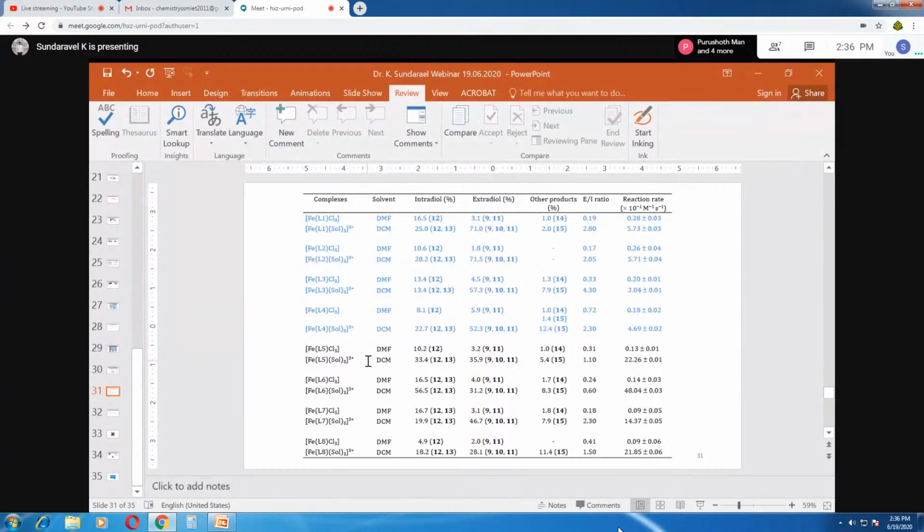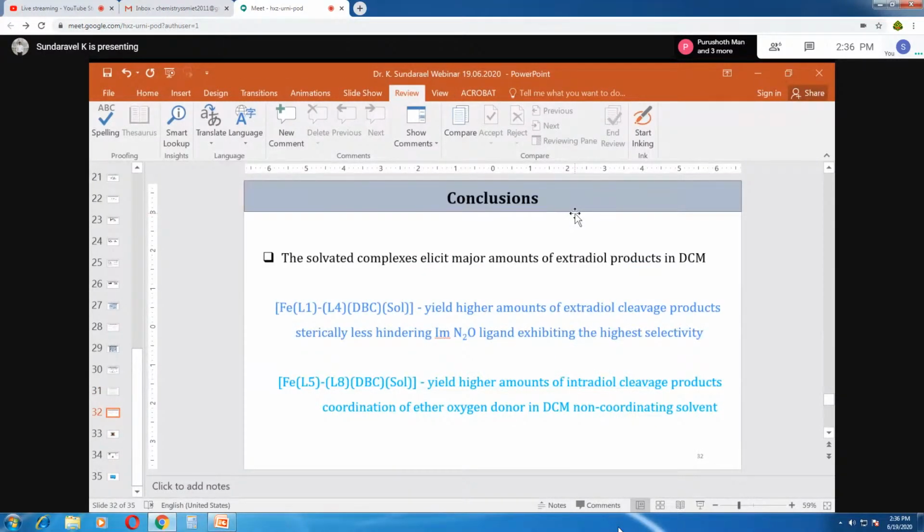cleavage, and the solvent is also playing a major role. When we are having a coordinating solvent, that solvent will lead to the intradiol product. When we are having a non-coordinating solvent, as in the case of DCM, we will end up with the maximum amount of extradiol cleavage products. So from the above, one can easily conclude that there is a major amount of extradiol product in DCM, which we have seen in the table. When we are having sterically less demanding donors, they exhibit highly selective extradiol cleavage products. Whereas in the case of the tetradentate coordinating ligand, we will have a major amount of intradiol cleavage products, not the extradiol cleavage product. So the reactivity pathway is entirely shifting when we are employing the solvent as well as increasing the coordination. So these are the findings what we observed.